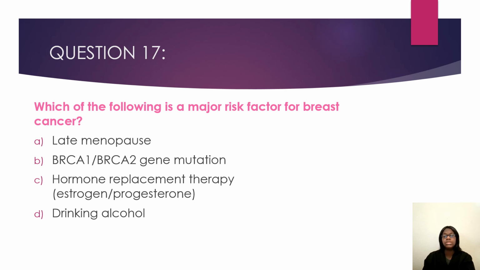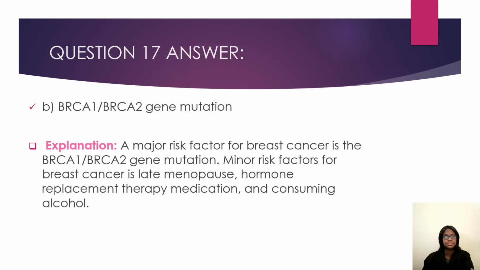Question 17. Which of the following is a major risk factor for breast cancer? Late menopause, BRCA1, BRCA2 gene mutation, your hormone replacement therapy, drinking alcohol. BRCA1, BRCA2 gene mutation is the answer. So a major risk factor for breast cancer is the BRCA1, BRCA2 gene mutation. Minor risk factors for breast cancer are late menopause, hormone replacement therapy medication, and consuming alcohol.